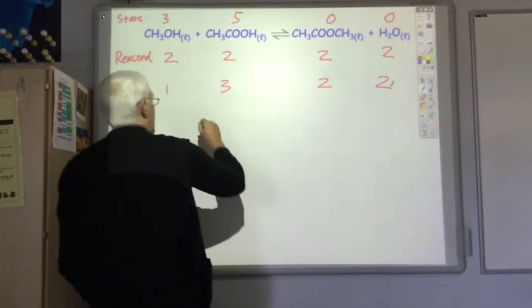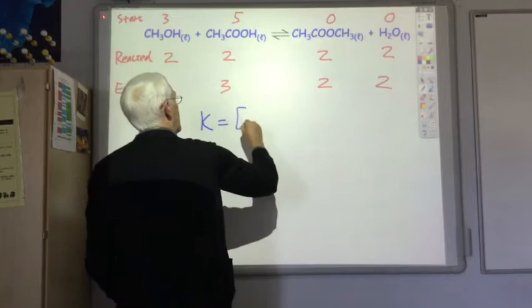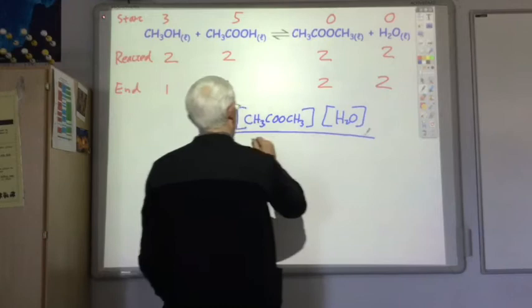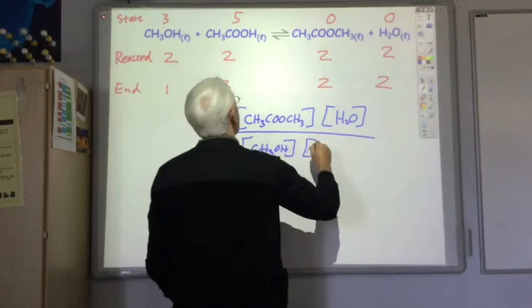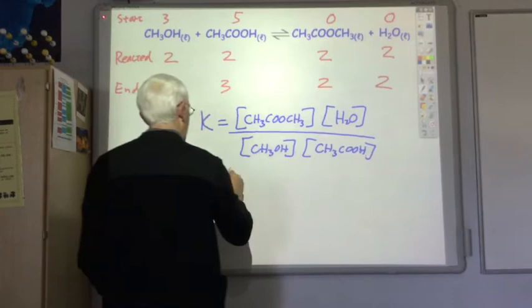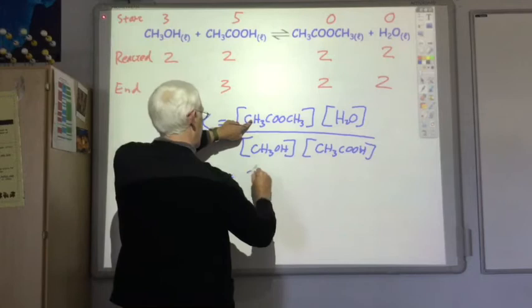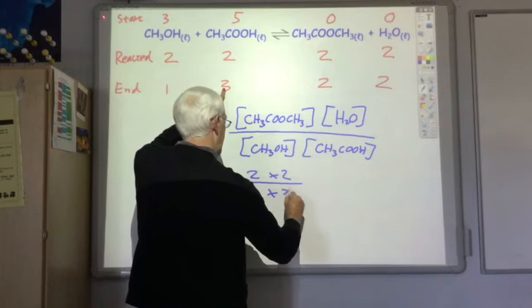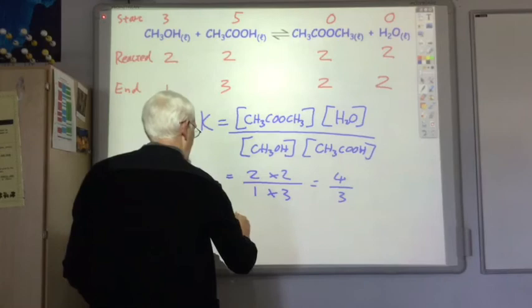So, our equilibrium constant, which is concentration of the ester times the concentration of water, over the concentration of the alcohol times the concentration of the acid. Stick in the number of moles, so the ester was 2, the water was 2, the alcohol was 1, and the acid was 3. So that's 4 over 3, which comes out at 1.33, would be the equilibrium constant for this system.